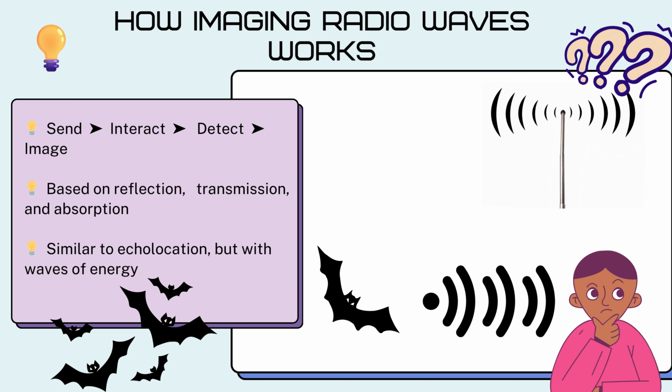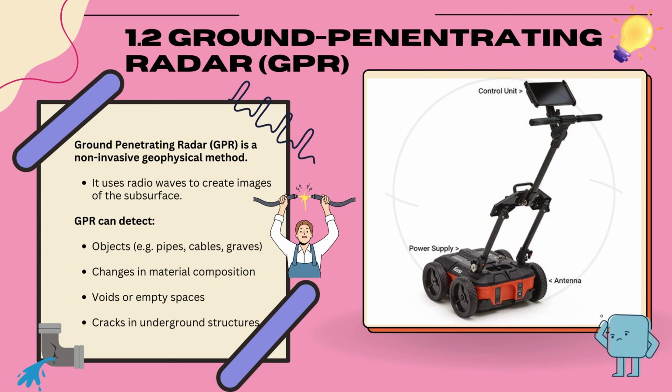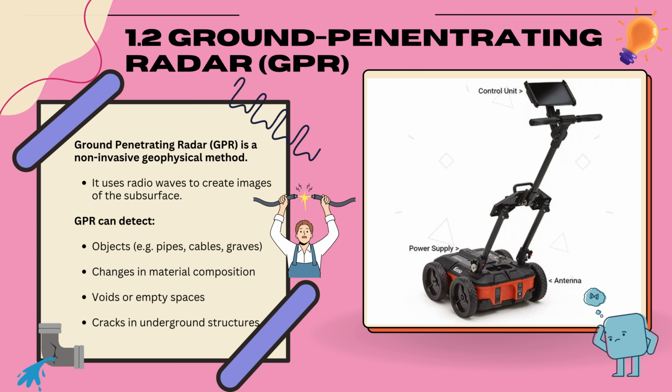Second, what is GPR? GPR, ground penetrating radar, is a non-invasive geophysical method that uses radio waves to image the subsurface. It is used to detect objects, changes in material, voids and cracks beneath surfaces like soil, rock, concrete, or asphalt.